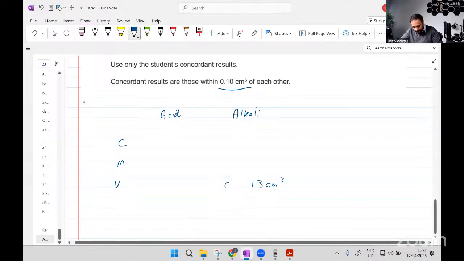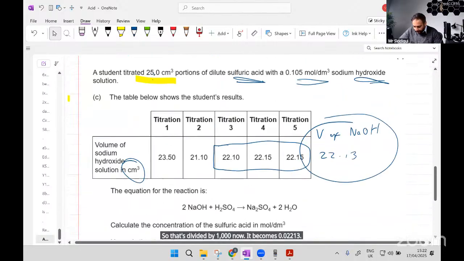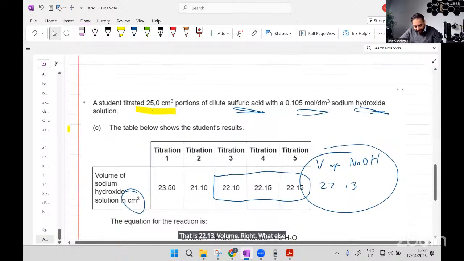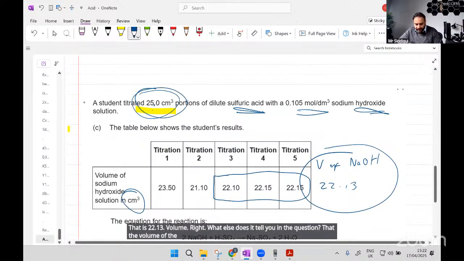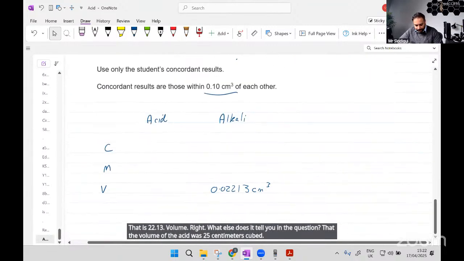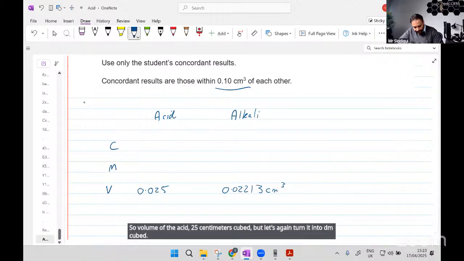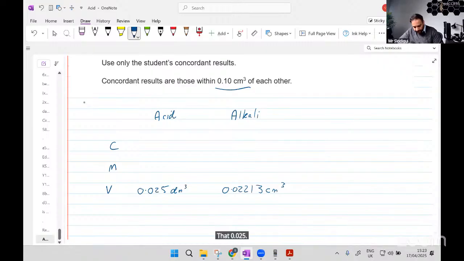It becomes 0.02213. That is 22.13 volume. Right, what else did it tell you in the question? That the volume of the acid was 25 centimeters cubed. So volume of the acid, 25 centimeters cubed, but let's again turn it into dm cubed. That's 0.025 dm cubed. So that should be dm cubed now.